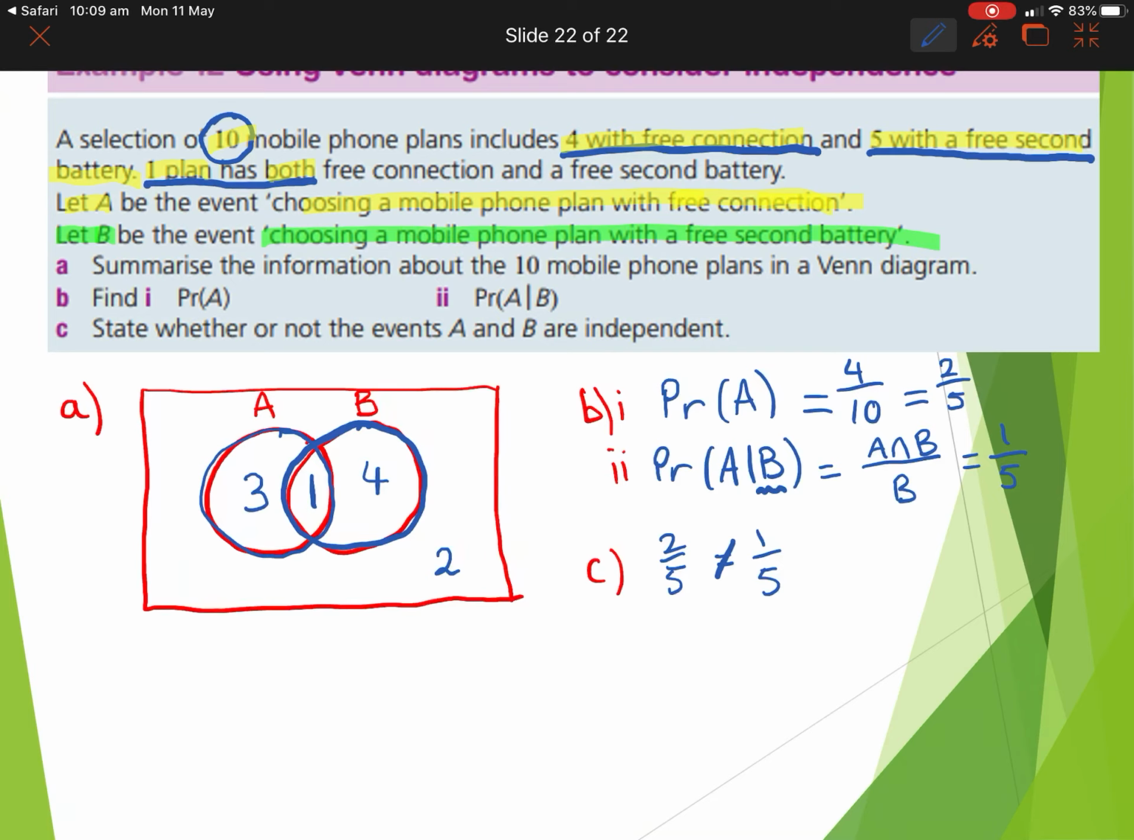Okay, they have to be equal to say that they are independent, but because they're not, we can say therefore events A and B are not independent. Okay? If they were equal, they would be independent.